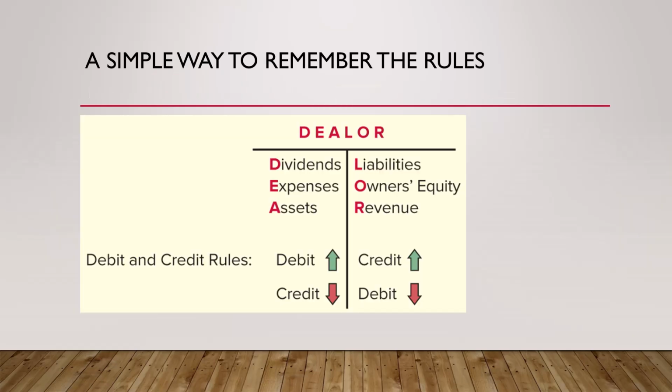Remembering these rules can be tricky at first, so we use a very helpful mnemonic, DEALER. DEA stands for dividends, expenses, and assets. All of these accounts are increased with a debit. LOR stands for liabilities, owner's equity, and revenue. All of these accounts are increased with a credit. If you can remember DEALER, you will always know the normal balance of an account and how to increase it.